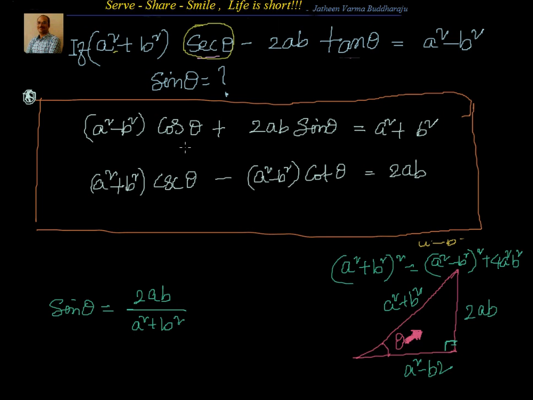Because if you observe, let us say this a² + b², I bring it to here. I have (a² − b²) by (a² + b²) cos θ plus 2ab by (a² + b²) sin θ equal to 1. So it should be in the form of cos²θ + sin²θ = 1. Then cos θ is (a² − b²) divided by (a² + b²), and sin θ is 2ab by (a² + b²).